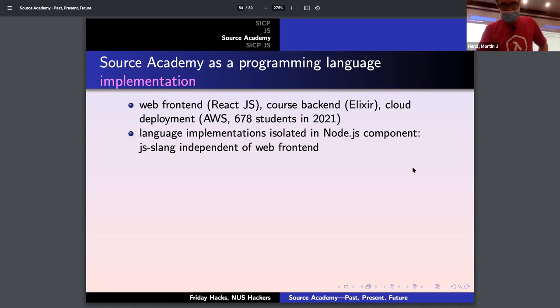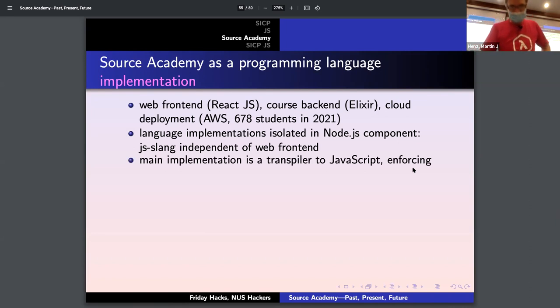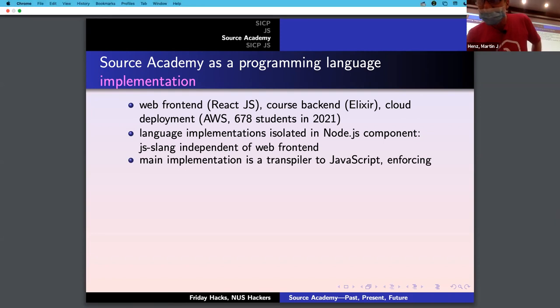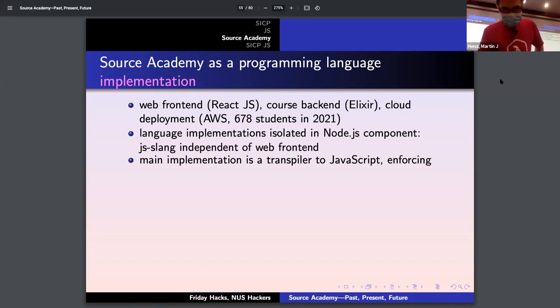And from a programming language implementation point of view, we isolated the different components into independent entities. In particular, the language implementation is pluggable. So the languages that we currently use, the source languages, can be easily replaced by other languages just by plugging in a different language implementation. At the moment, js-slang is implementing JavaScript, or rather our source languages, but you can deploy other languages quite easily using the system. We have a whole family of programming language implementations built into the system.